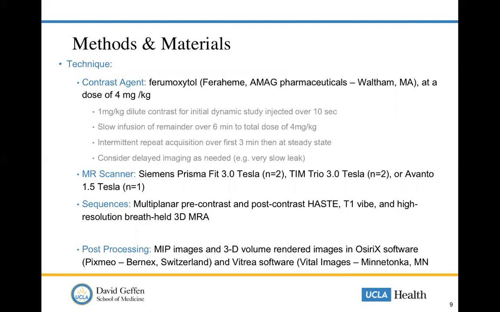Multiplanar pre-contrast and post-contrast HASTE, T1 VIBE, and high-resolution breath-held 3D MRA for the sequences. Pre-contrast imaging is important to differentiate thrombus or prior embolic materials from endoleak. Post-processing was done on OsiriX and Vitrea software.